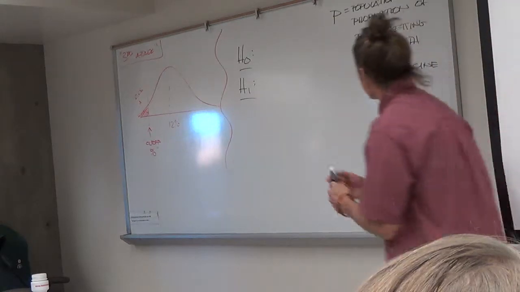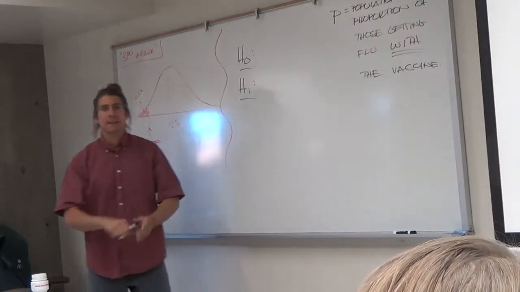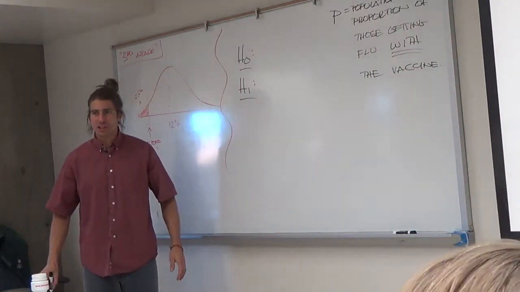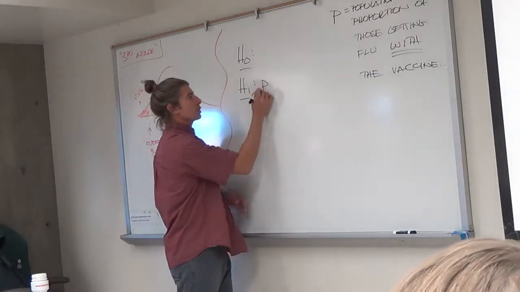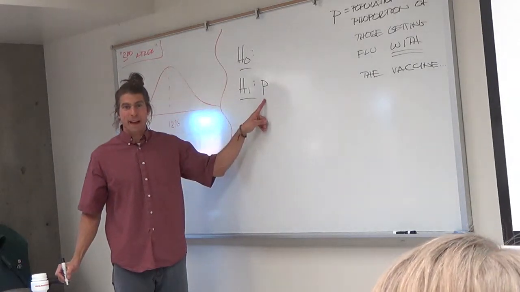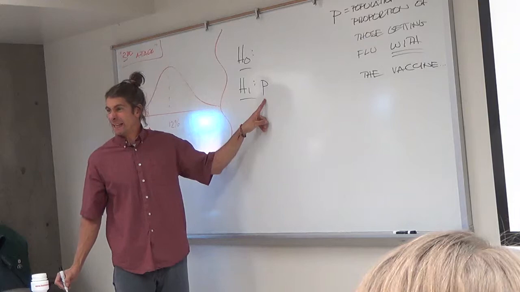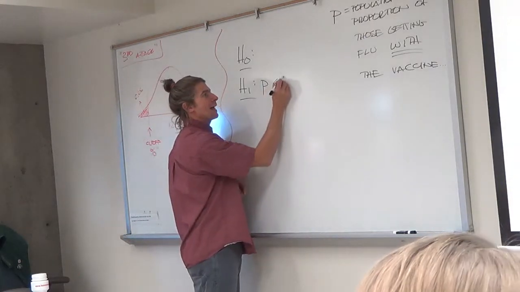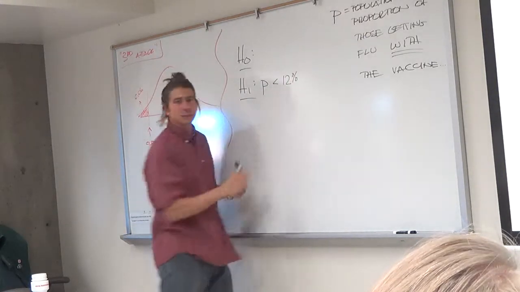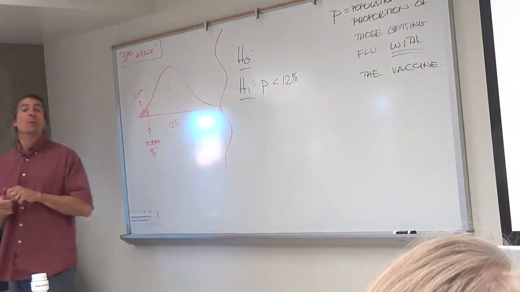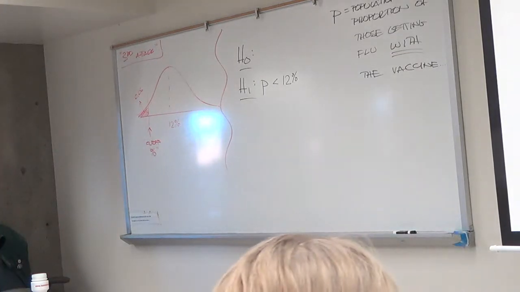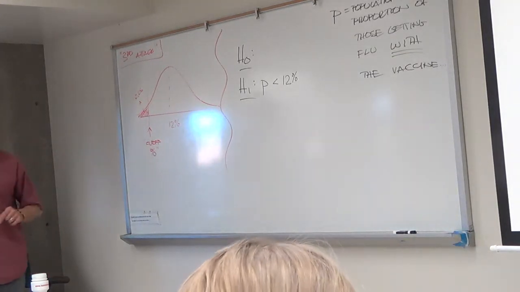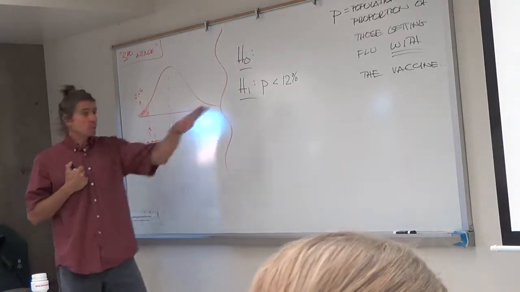I'll get you started. Less than 12% of people. Say that again. Less than 12% of people are going to get sick. The population proportion of those using the vaccine and getting sick is going to come in at less than 12%. Perfect. And we're going to measure it. You've already given me how we're going to measure it, Cassie. Thank you. We'll measure that in a minute. I promise.